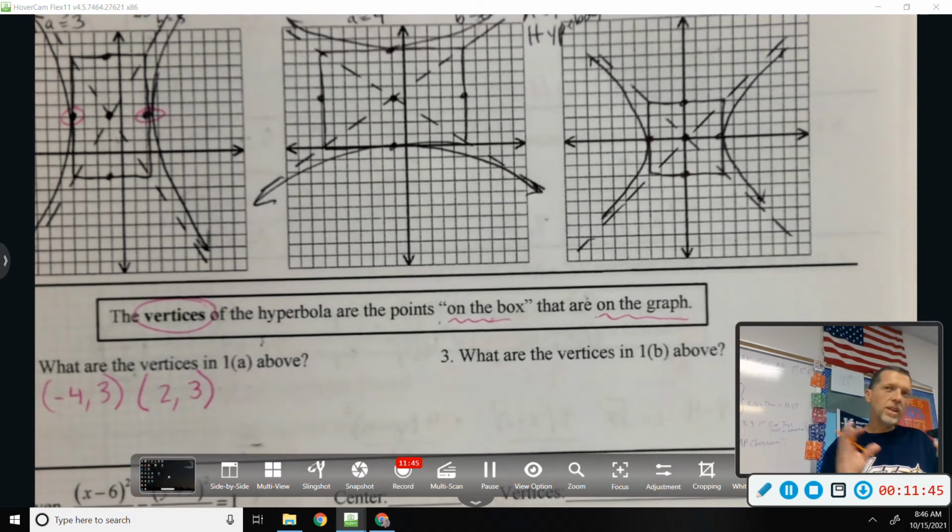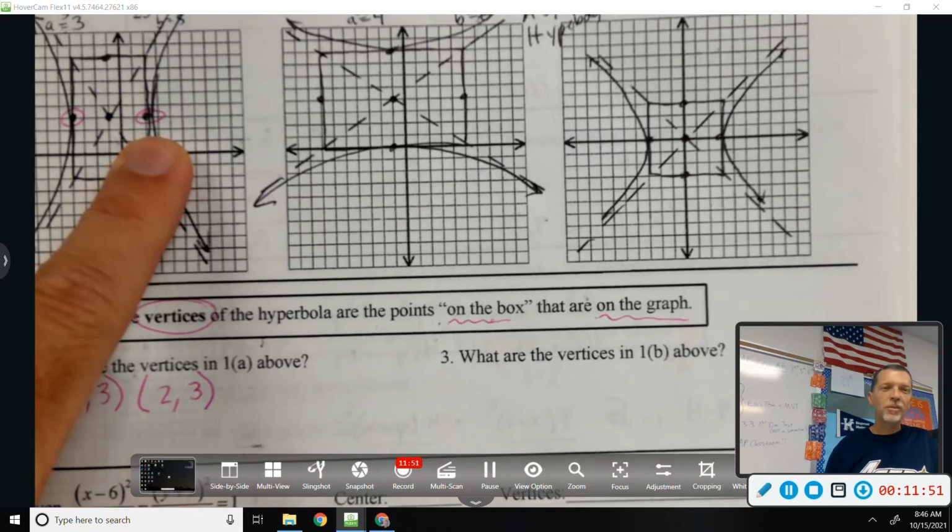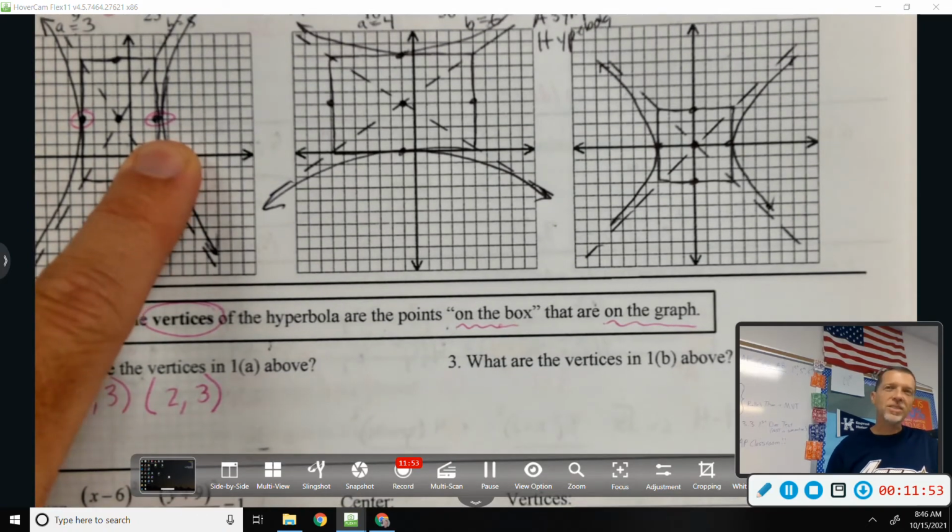No, just a list of both. What's that? It touches the box there. It touches the box. Yeah, I didn't do a very good job on that one on the right. They're supposed to touch the box.